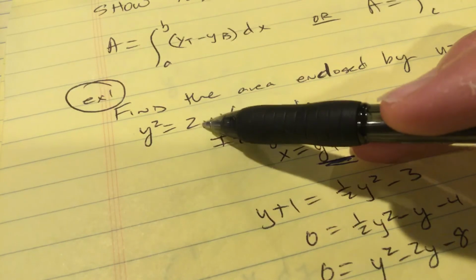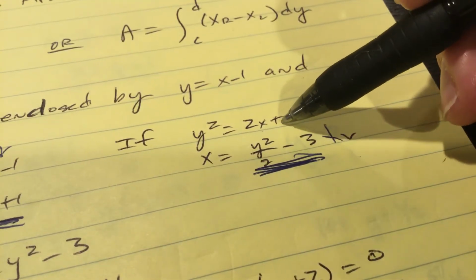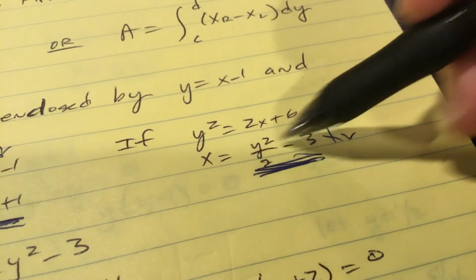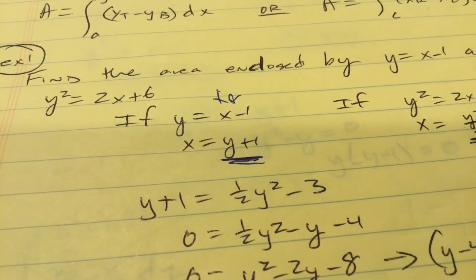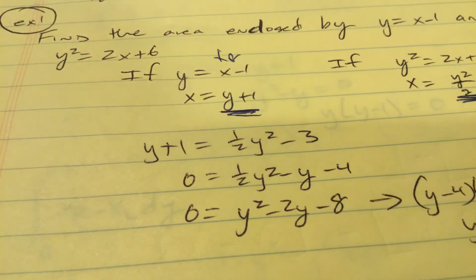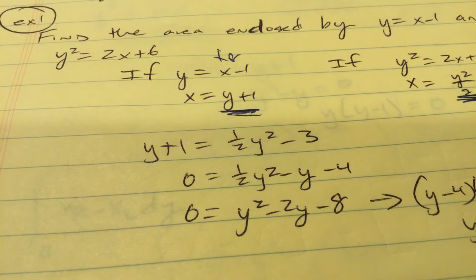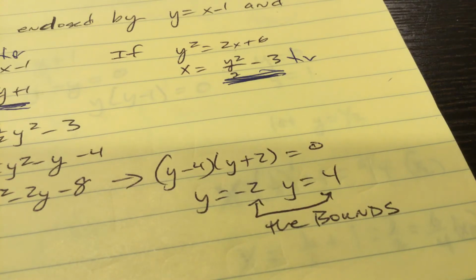Right here, if y squared is 2x plus 6, then I can subtract 6 from both sides, then divide by 2. So 2x would be y squared minus 6, divided by 2. x would be 1/2 y squared minus 3. Now I'm going to set 1/2 y squared minus 3 equal to y plus 1. I'm going to move the y and the 1 over to the other side. I have 1/2 y squared minus y minus 4. I'm going to double both sides to then be able to factor that. You guys should know how to factor that easily. y minus 4, y plus 2 is 0. I get y equals 4 and y equals negative 2. That is the bounds, negative 2 to 4.